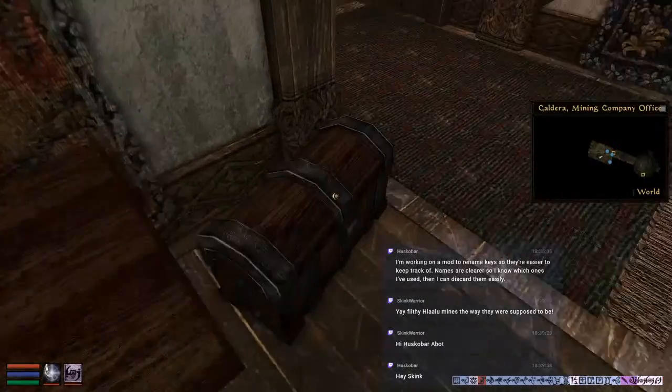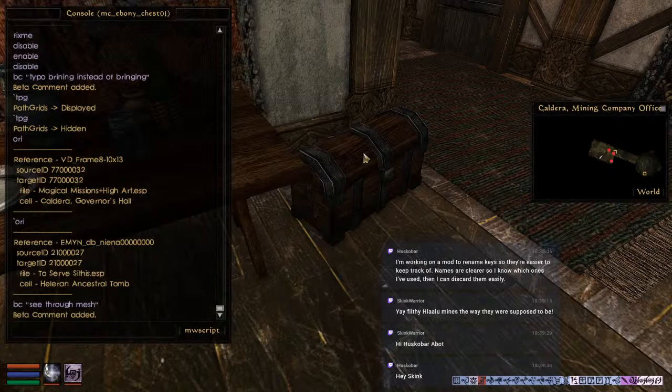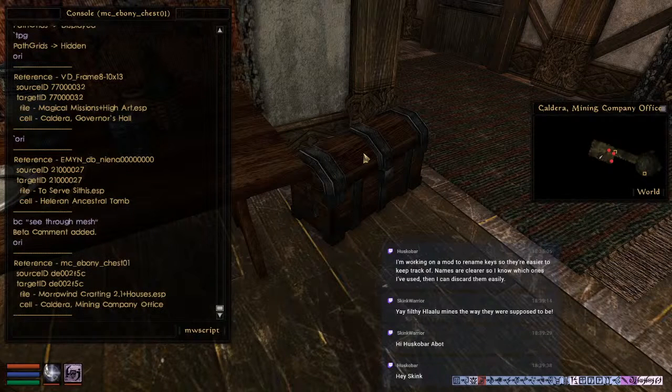So I will cheat and open this chest and see if we can get information about it. Oh, so this is not related to the mod we are trying. We are trying to get a quest because the chest is from Morrowind Crafting, so probably. Or it could be some kind of conflict if Morrowind Crafting is replacing some standard chest.